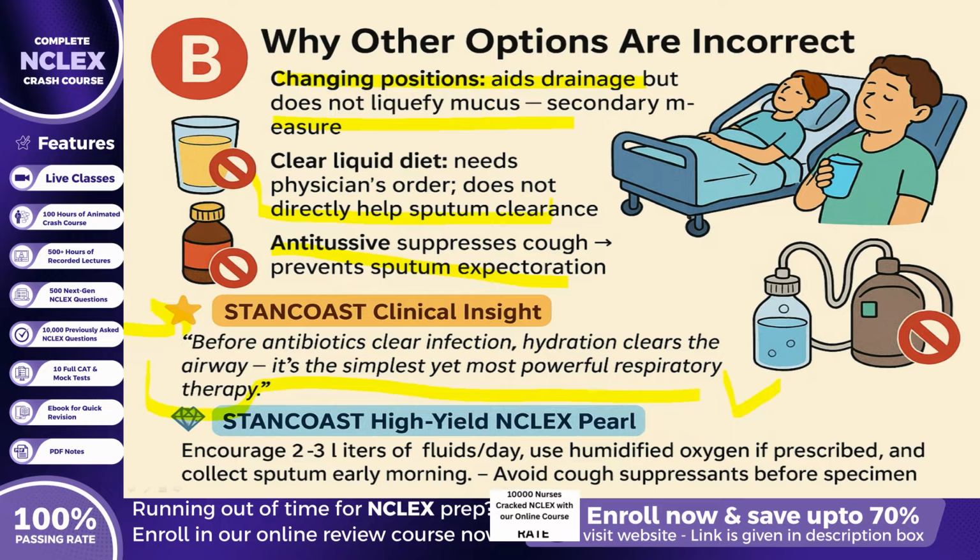Now moving toward the Stancoast High-Yield NCLEX Pearl, always encourage clients with pneumonia to maintain fluid intake between 2 and 3 liters per day, use humidified oxygen if prescribed, and collect sputum specimens early in the morning before meals for the best accuracy. Avoid administering cough suppressants before sputum collection to prevent secretion retention and diagnostic errors.